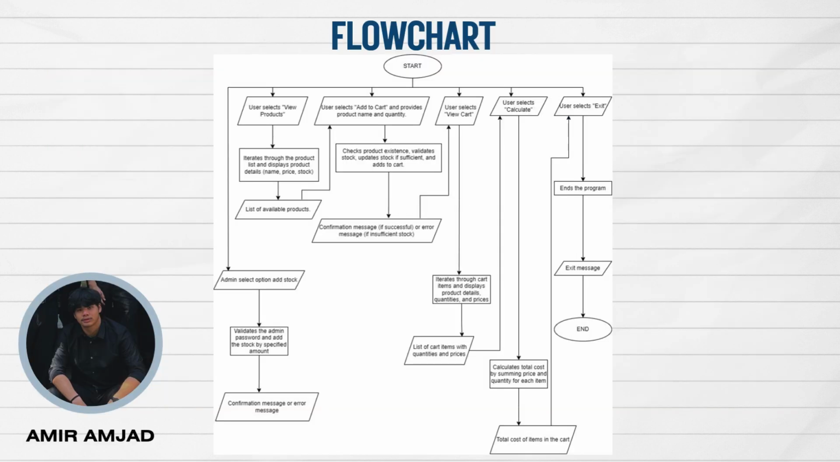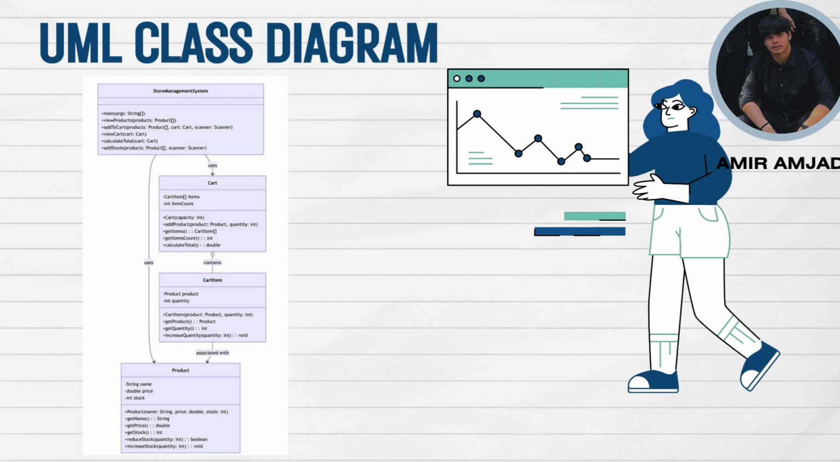So next, we're going to take a look at the flowchart. The flowchart outlines a process for a user interacting with a system, starting with the selection of an option like view product, add to cart, or checkout. The flow involves checking for product availability, confirming the action, calculating cost, and displaying messages based on the user action. It ends with either exiting the program or showing the total cost of the items in the cart. The flow ensures smooth navigation and proper handling of user input. Management system UML diagram.